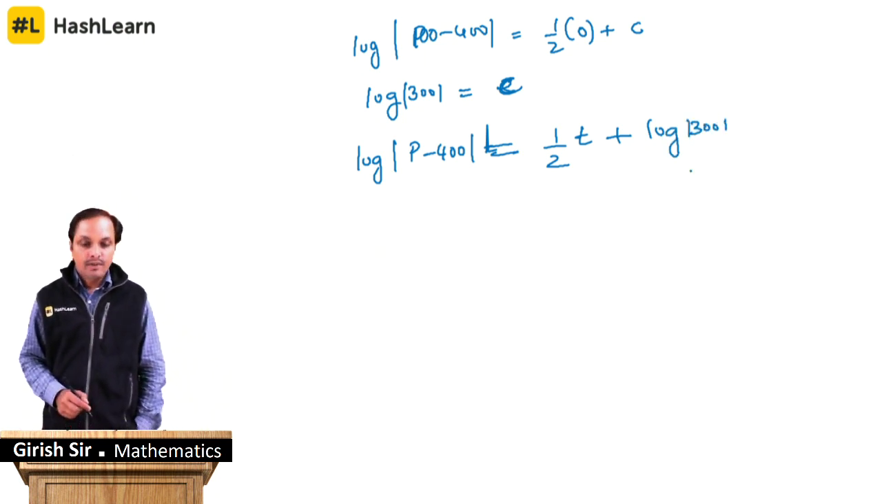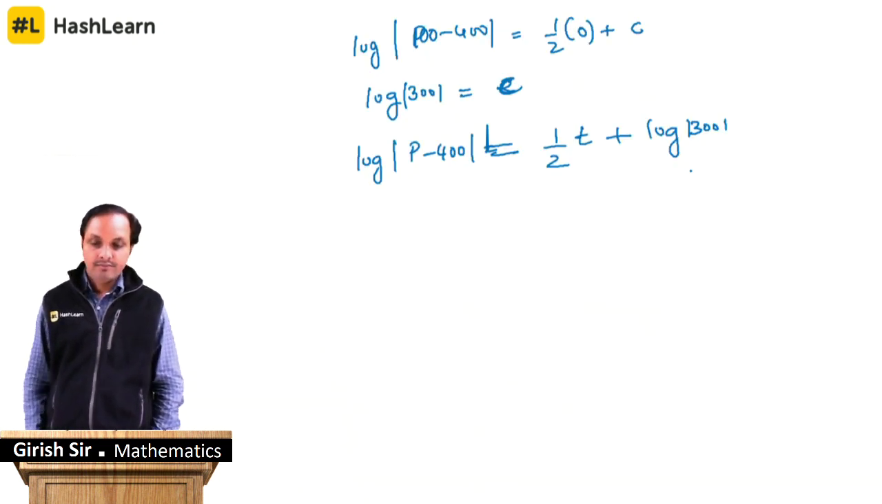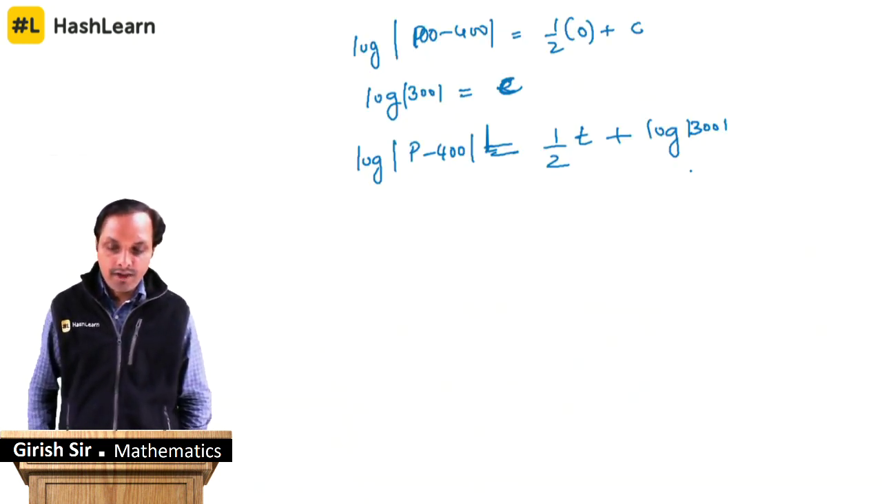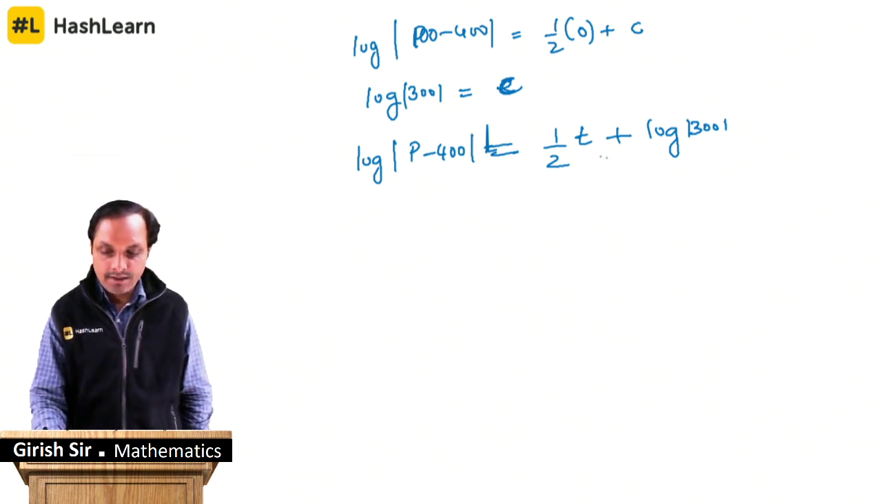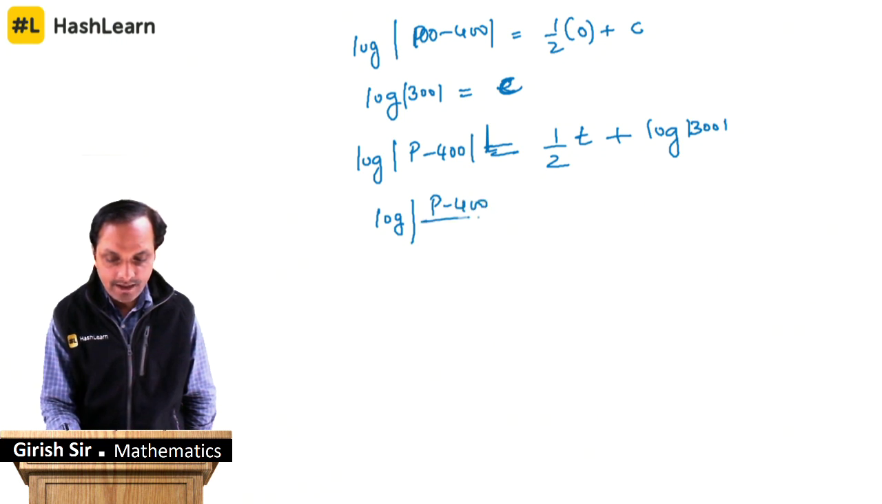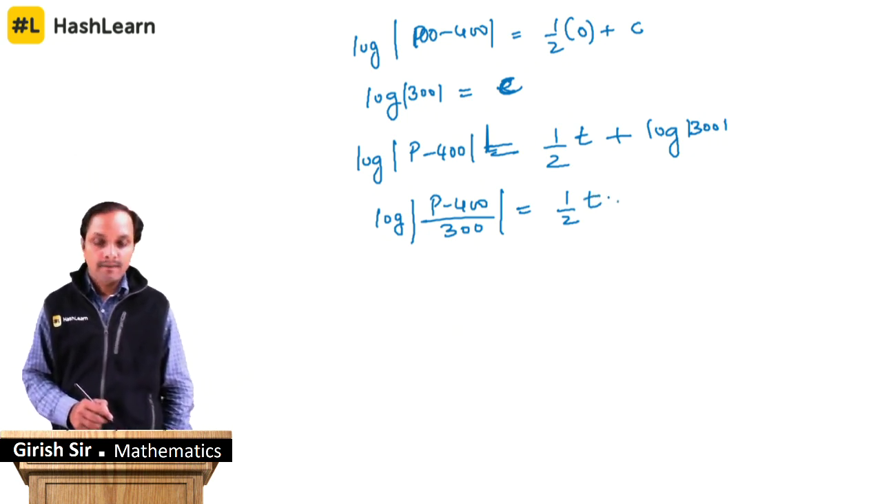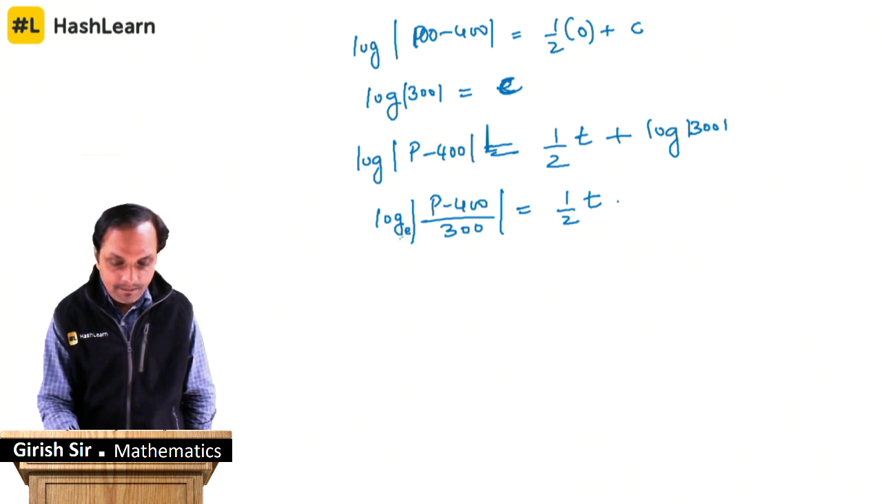Okay. So in the problem they are asking you to find t. So what we need to do, if you want to find t, इसको हम shift करना है यहाँ पे. So if I shift this one this side, log p minus 400 by 300, it becomes half. This will become t. Okay, nothing is there, base will be e.